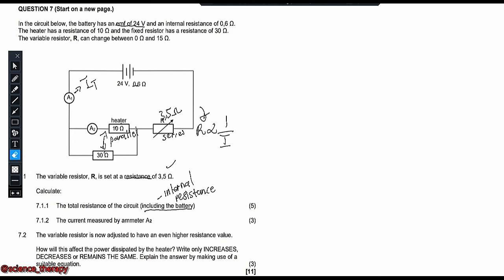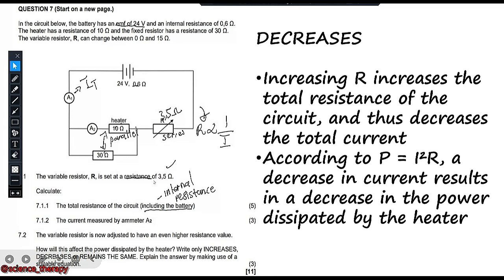3 marks, so we know having to choose whether it will increase, decrease, or remain the same, it's a mark, and then our explanation for 2 marks. So let's quickly run to that. How do we explain 7.2? We say the solution has to be decreases, and the explanation says increasing R. So let's suppose that we are increasing this here to 15 ohms, right?